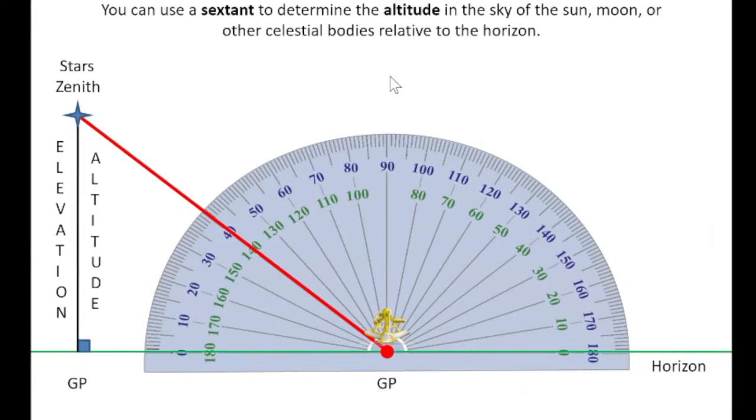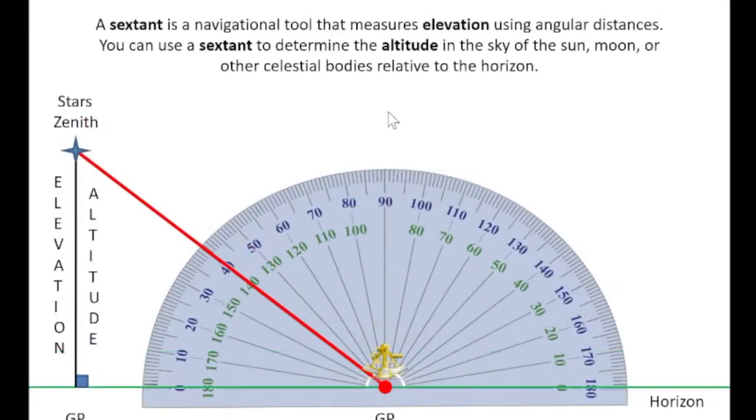A sextant is a navigational tool that measures elevation using angular distances. You can use a sextant to determine the altitude in the sky of the sun, moon, or other celestial bodies relative to the horizon. As you can see here in the picture, the observer is right there where the vertex would be. So he's got a GP, and then the star is over there, and it's got a GP directly over there somewhere. And there's your horizon line, the green. And it's an elevation angle, and it only works with a flat baseline. Next.